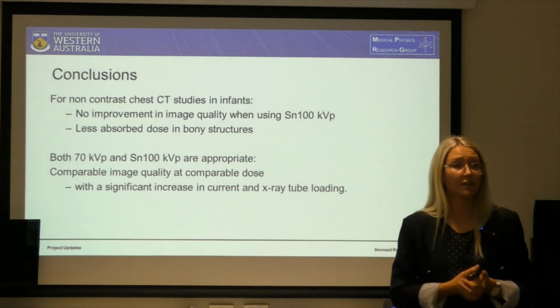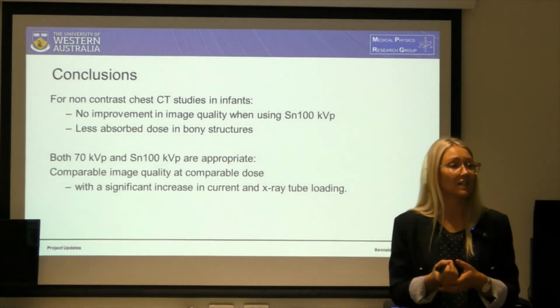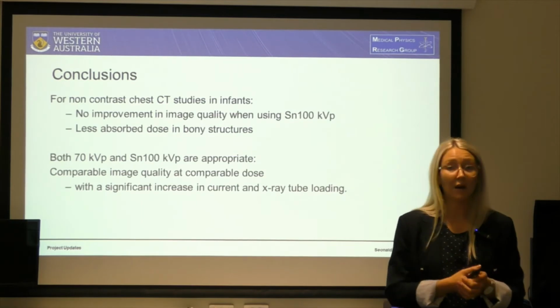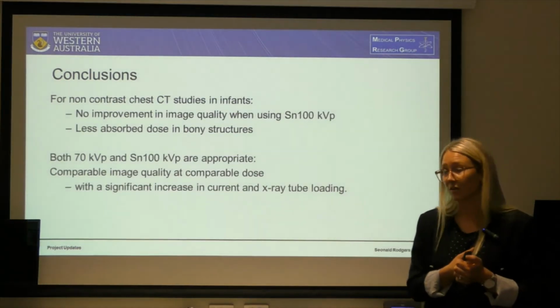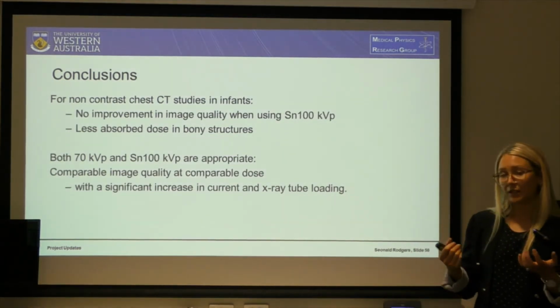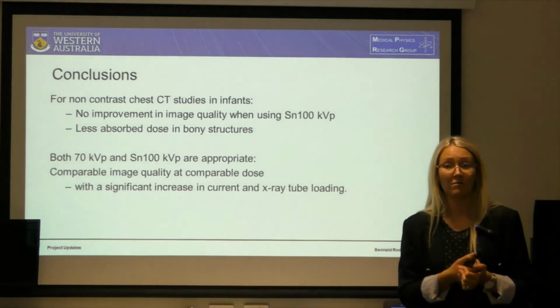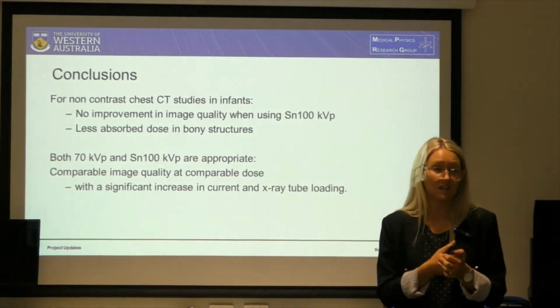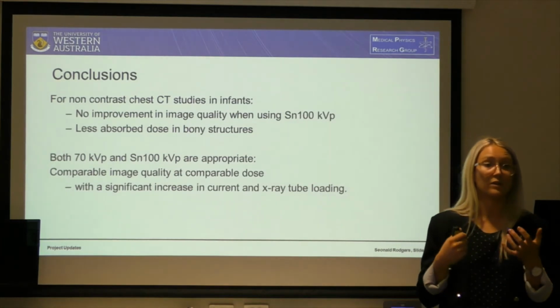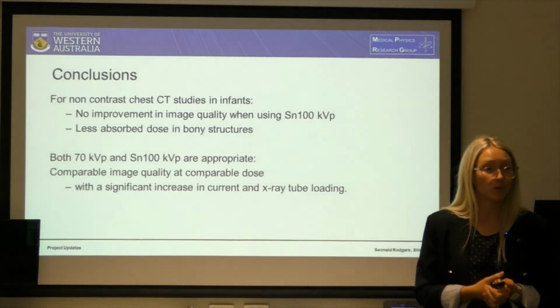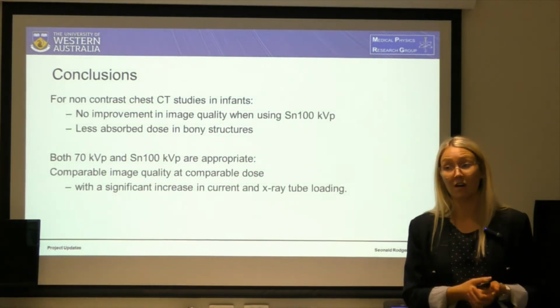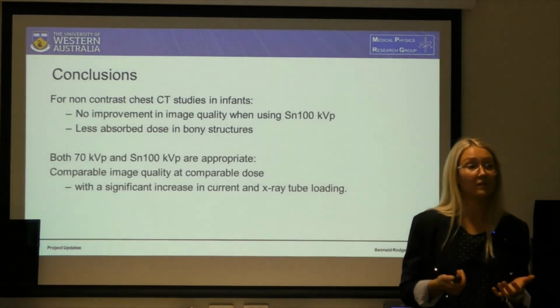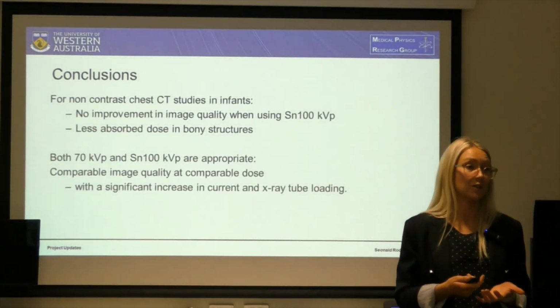Overall, I think my research has demonstrated that 70 kVp is still comparable to the tin 100 kVp. However, the use of the tin filtration comes with a significant increase in tube current, which applies additional X-ray tube loading, which is likely to reduce the lifetime of the X-ray tube. This is because the tin filter is extremely heavily attenuating.